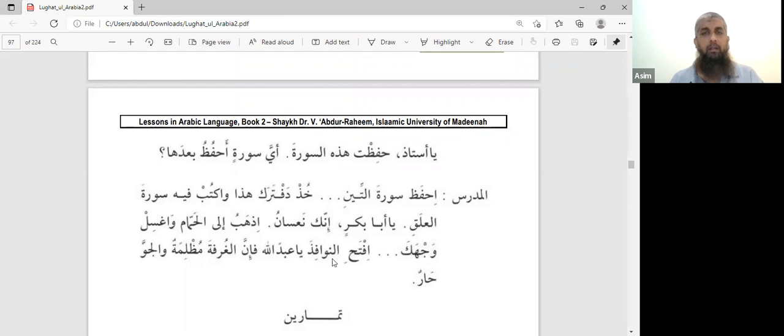افتح النوافذ يا عبد الله، فإن الغرفة مظلمة والجو حار.